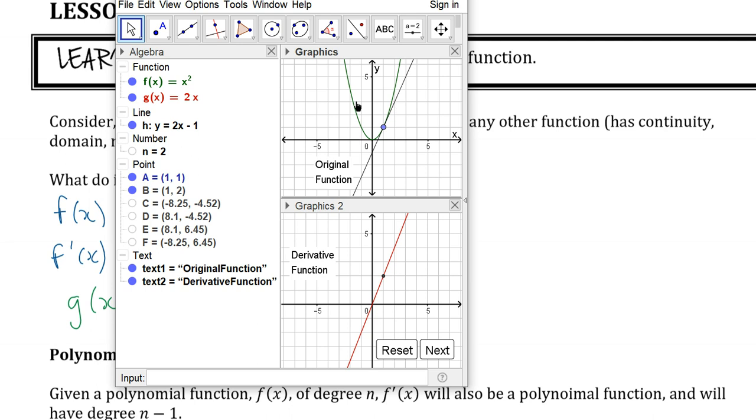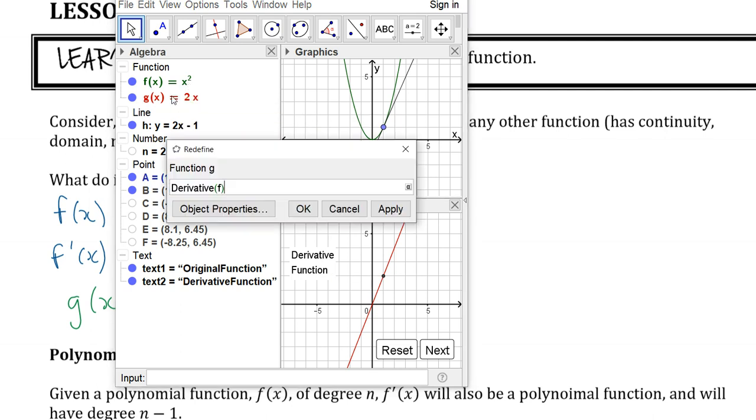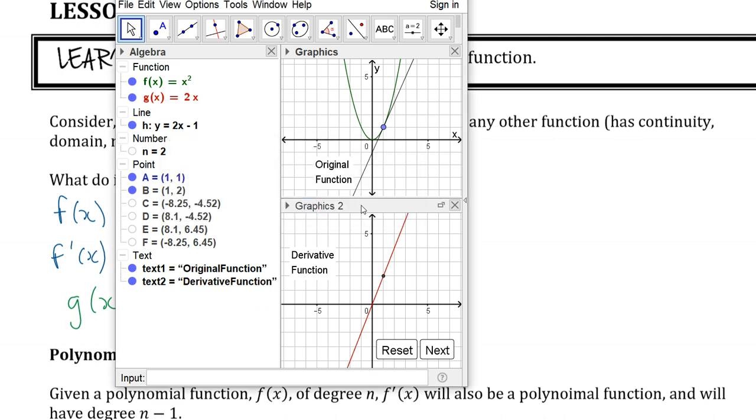Okay, so here is our little applet. This is the original function. This is the graph of the original function. You can see the equations of the functions over here if you want to. So the top one is f of x, and it is x squared. And the bottom one is g of x. And in GeoGebra, you literally type derivative f, and it'll calculate it for you, which is cool. And so that's graphed down here.